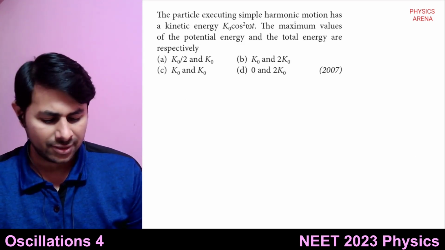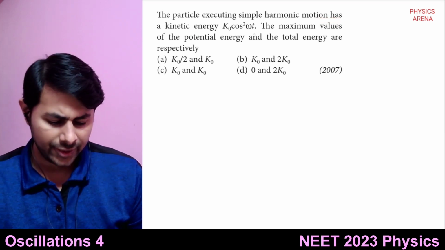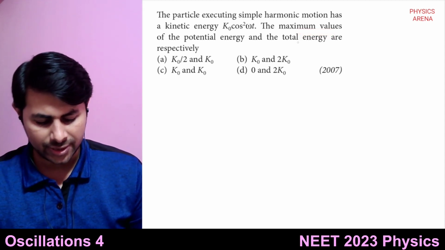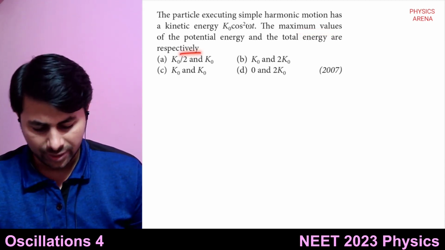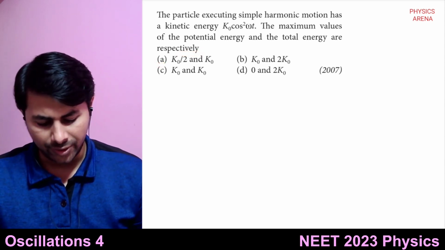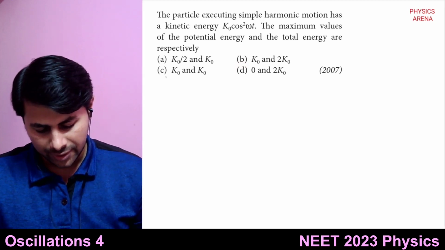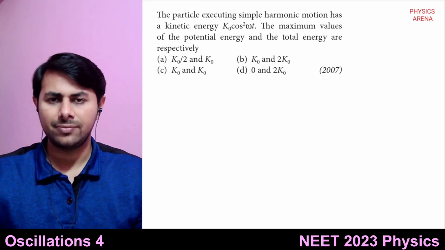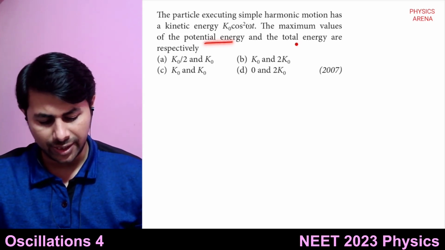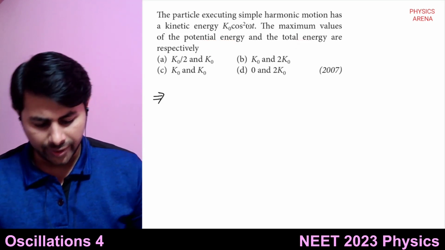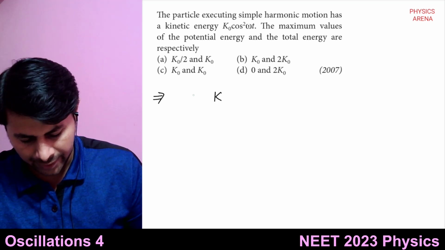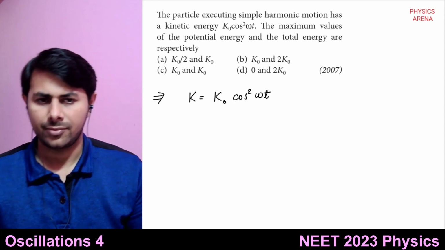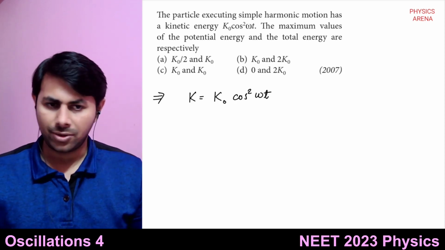The particle executing simple harmonic motion has a kinetic energy K naught cos square omega t. The maximum values of the potential energy and total energy are respectively: A is K naught upon 2 and K naught, B is K naught and 2 K naught, C is K naught and K naught, and D is 0 and 2 K naught. Tell me the maximum values of potential energy and total energy. Kinetic energy is given by K naught cos square omega t. It's option C, right?